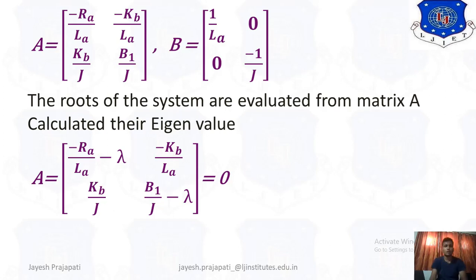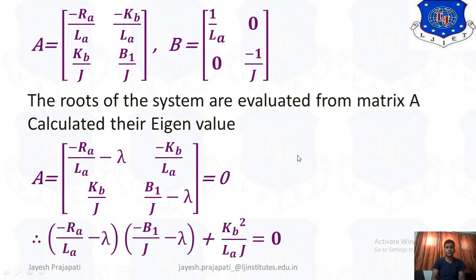So here we write down this equation as A minus lambda I: minus Ra by La minus lambda, and minus Kb by La, Kb by J, and minus B1 by J minus lambda, is equal to 0. Okay, so we subtract lambda from these two diagonal terms. Now we have to solve these equations. So we have to solve this matrix.